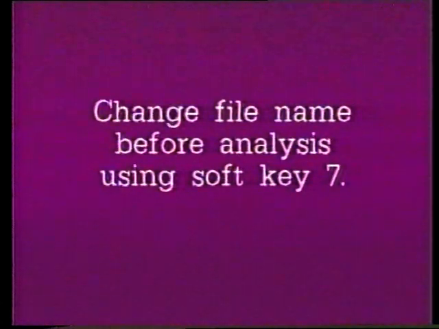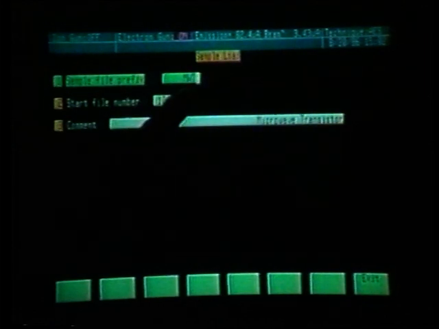Before we begin analysis, since we have a new sample, we would like to change the file naming. To do that, we press soft key number 7, labeled File Naming. Our last sample was our microwave transistor. We used the sample file prefix MWT. We started with a file number of 101. We now have a file number of 109, meaning that we have data of MWT 101 through MWT 108.